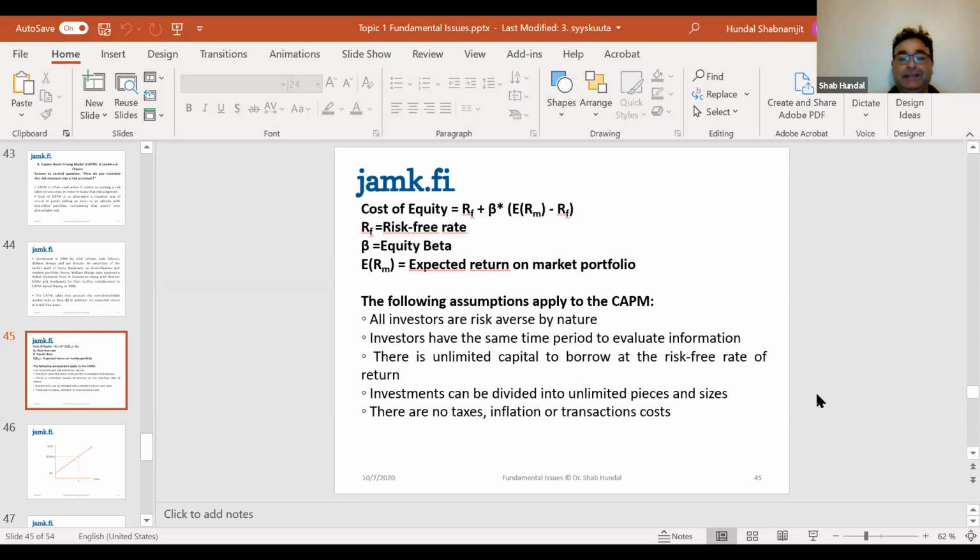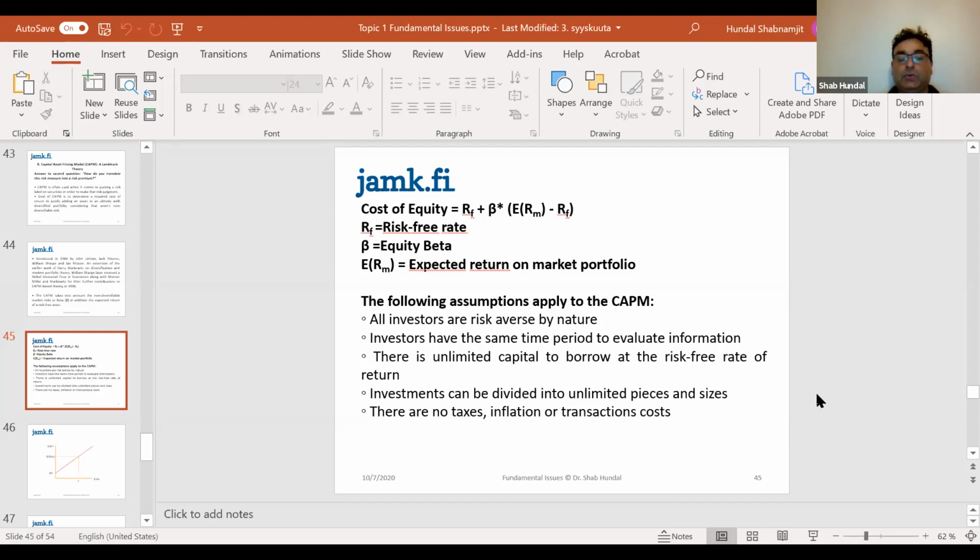And then this is the most fanciful assumption, the most heroic assumption. There are no taxes, inflation, or transaction costs. I won't say anything about it, because you know that taxes are a reality. Inflation we encounter quite often. And when you are buying or selling stocks, you must pay the transaction fee.